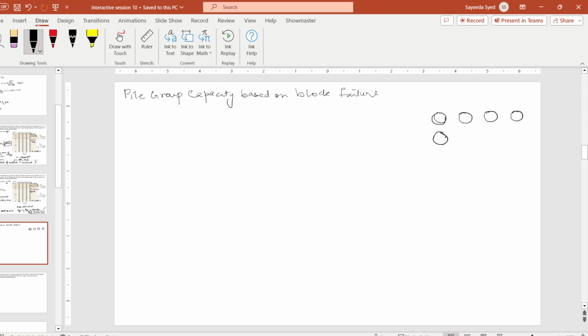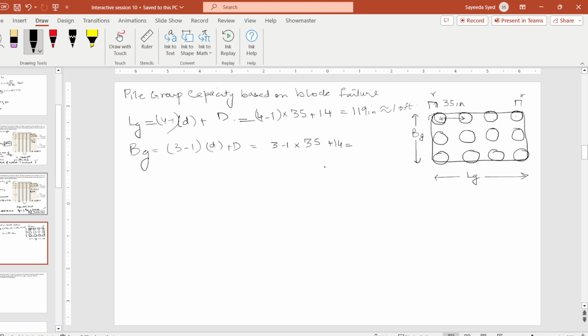This is 84 inch, not approximately, actually equal to 7 feet. So let us now see this block of 12 piles as a single pile, and now try to calculate its capacity based on the same principles we used in the previous slide.